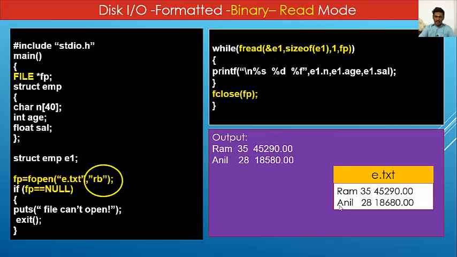So it reads Anil 28 and stores it into e1. Then fread returns 1 because the record is available, so the condition is true. It displays Anil 28 18580. The loop continues. Then it tries to read a record, but no record is there. In e.txt only 2 records are available, so it read 2 records. It tries to read another record, but no record is there, so it returns 0. The while condition is false and it comes out of the loop. Then we break the stream connection between RAM and the hard disk by using the fclose function.